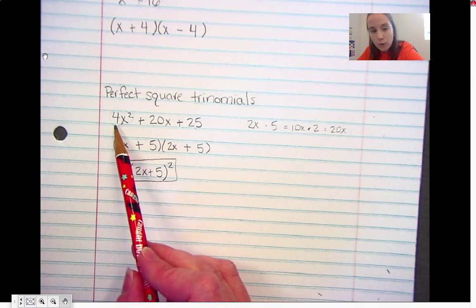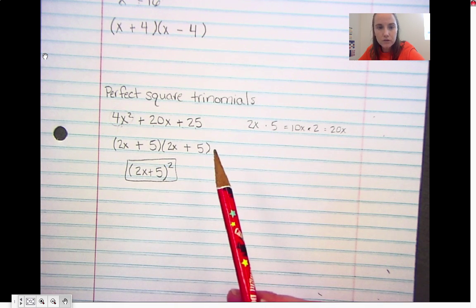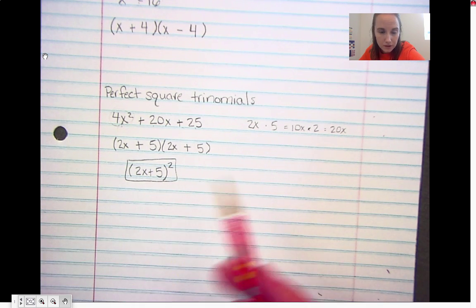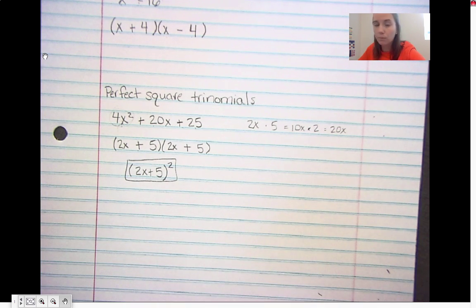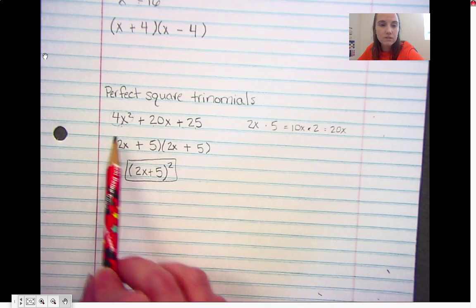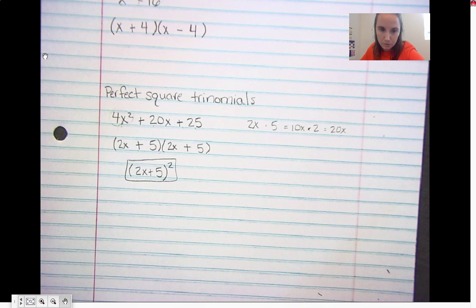If you don't recognize that they're perfect squares and you start factoring by other methods, that is okay. You can still get the answer without having to do this. This should just help it go a little faster. You should be able to do it quicker if you notice that it is a perfect square trinomial.